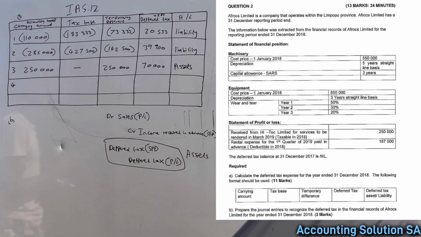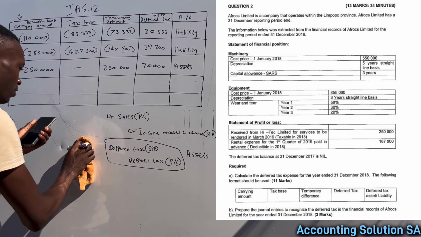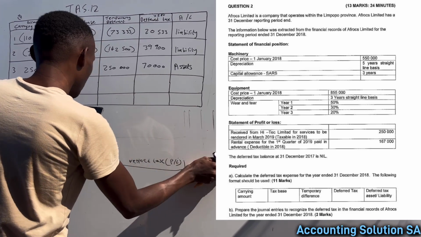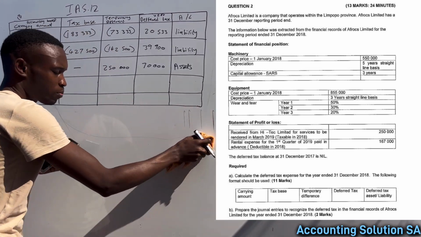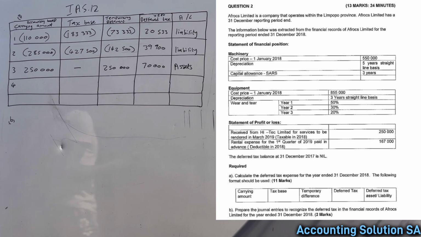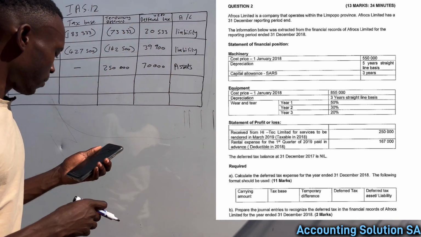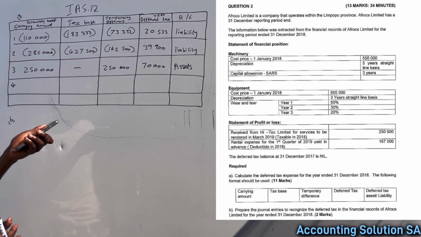Okay, they say that a rental expense for the first quarter of 2019 is paid in advance. So this is prepaid expense. Prepaid expense is like an asset to us. Okay, how do we record prepaid expense?